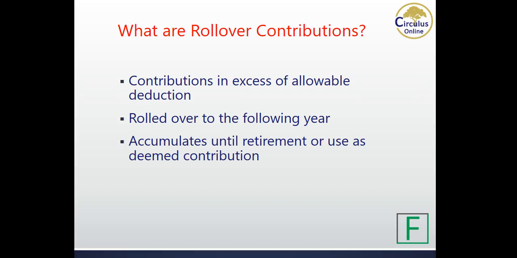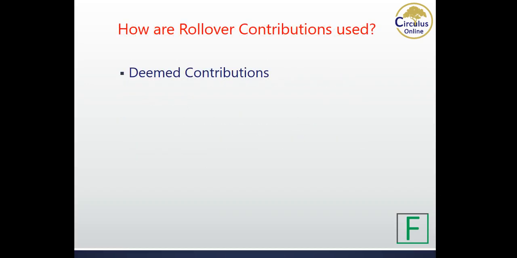All right, so as I've already mentioned, whenever you contribute in excess of the allowable deduction, those excesses will accumulate and it will roll over from one year to the next. And you are able to use those somewhere in the future in different ways. So the first way that you can use it is as a deemed contribution. Now, a deemed contribution is as if you contributed to the retirement fund in that specific tax year.